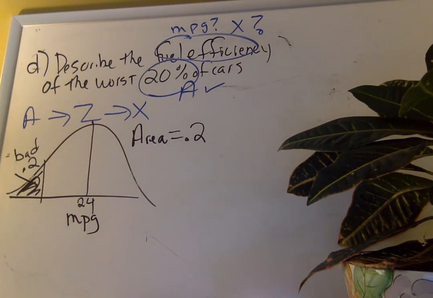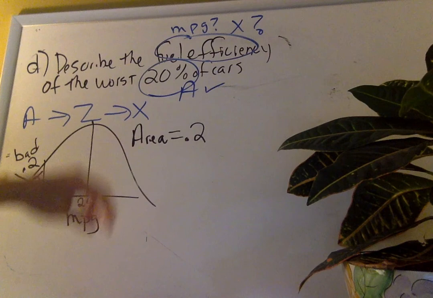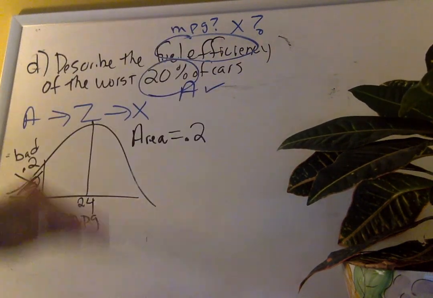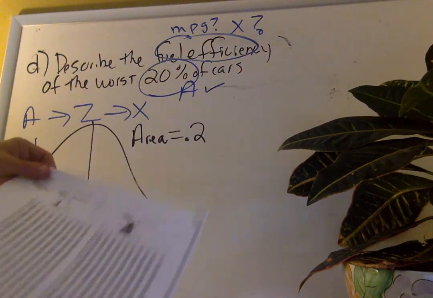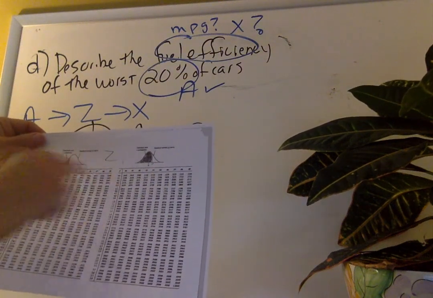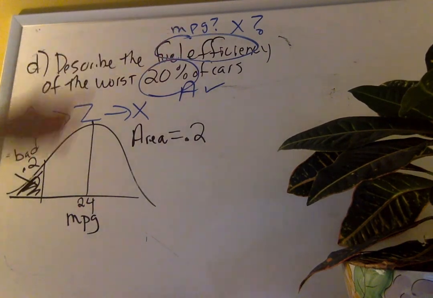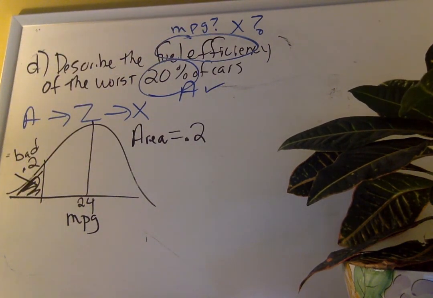z-score. The most common mistake on test 2 is for students not to label things. They will just have a 0.2 on their paper, and then within 30 seconds, they think it's a z-score. They'll go look up a z-score of 0.2. That's not what that is. That is an area. Your picture is also reminding you that in a minute, you better be getting a negative z-score. And then after that, your final answer better be less than 24 miles per gallon.